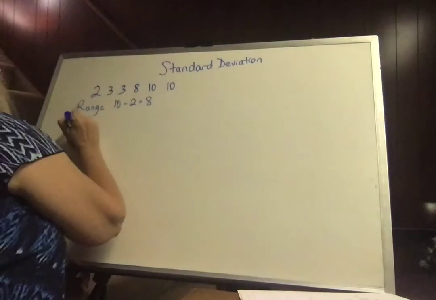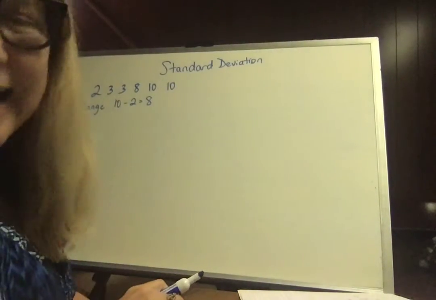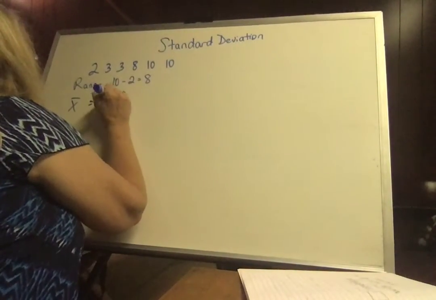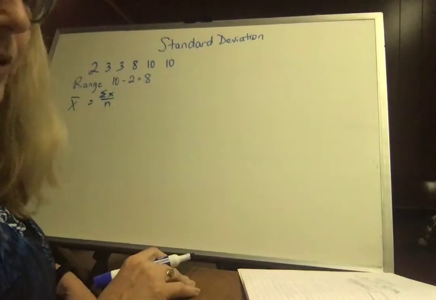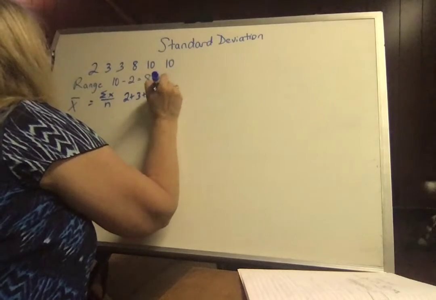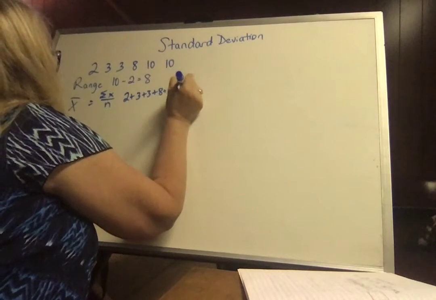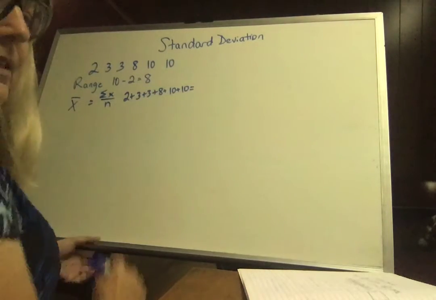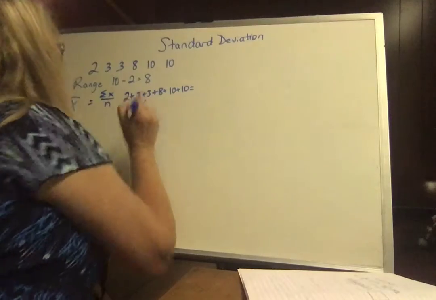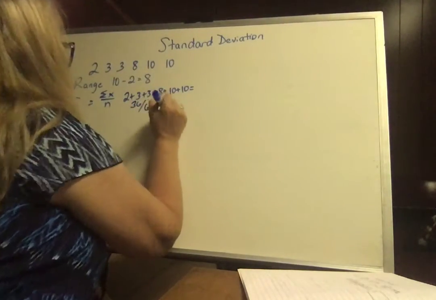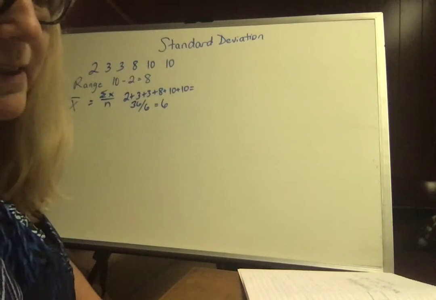Then, the next, x bar. What did x bar mean? Last time, x bar meant the sum of the x's divided by the number in the sample. Sum of the x's, 2 plus 3 plus 3 plus 8 plus 10 plus 10 equals 5, 6, and 8, 16, 26, 36. 36 divided by the number, 1, 2, 3, 4, 5, 6. 36 divided by 6 is 6. The mean is 6.